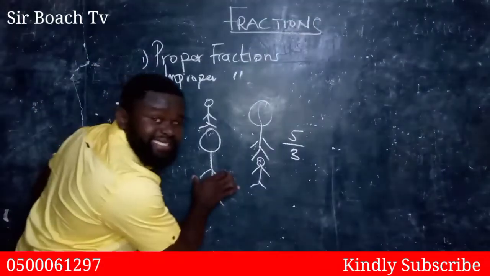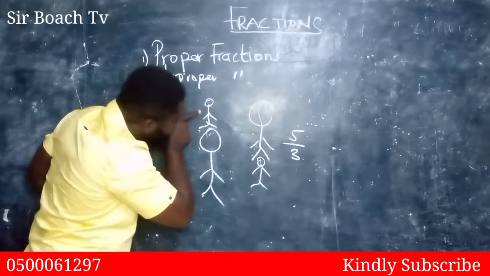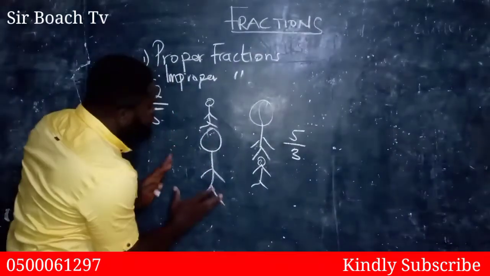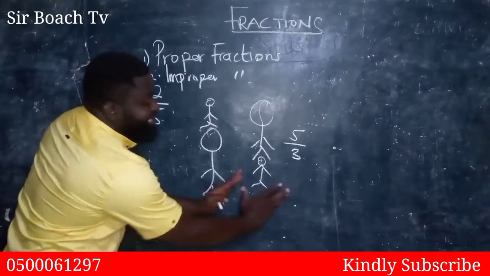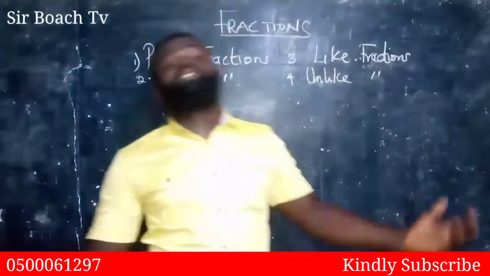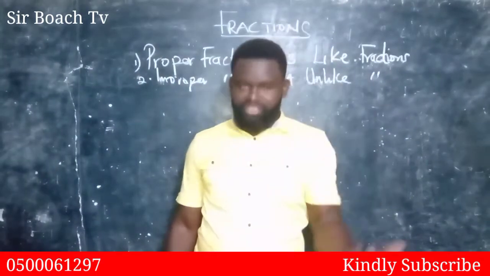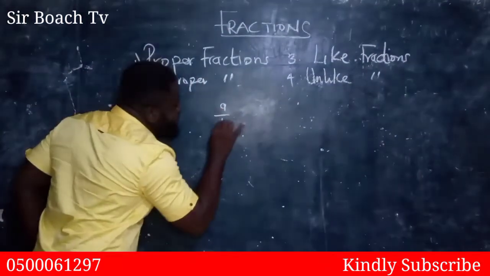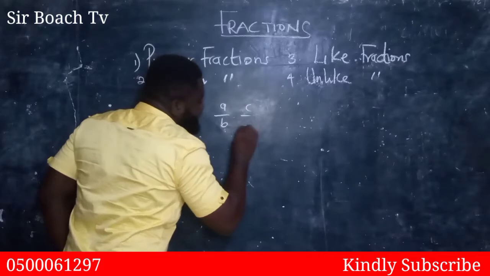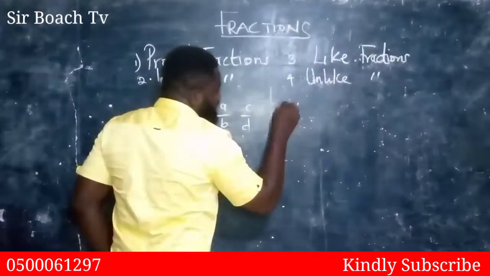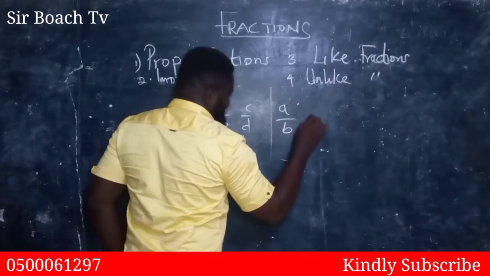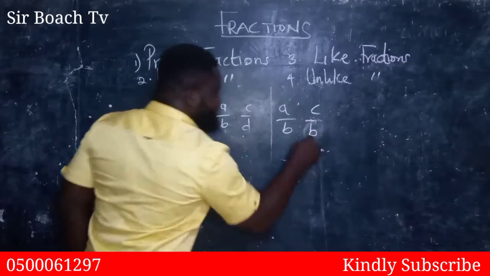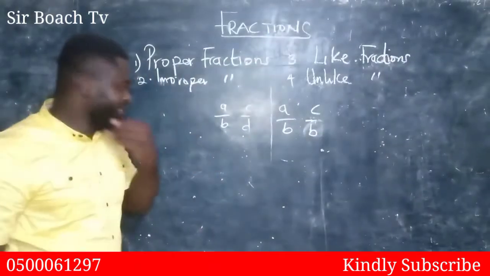But if you, the big sister, are carrying the small sister or brother, that one is accepted. People will not talk you down. So that is called what? A proper fraction. And this is what? An improper fraction. Like fractions are very simple. Anytime we have two or more fractions, we have to look at the denominators. So let's look at this. If I have a over b as a fraction, and let's say c over d as a fraction, and I also have c over b as another fraction.